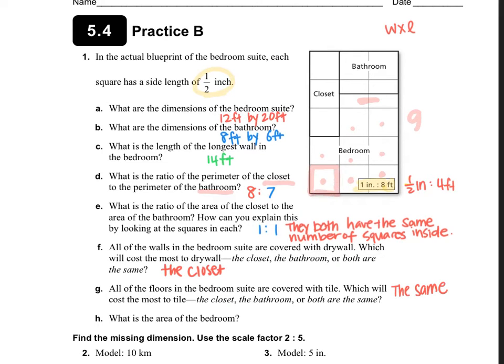Now, what you have to do is to find out the area of this small square. What is going to be the area of this one single square? We know that half of this is going to be half an inch, which is 4 feet. So 4 feet times 4 feet is going to give you 16 feet squared. And I have 9 of these 16 feet squared. So I'm going to do 16 feet squared times 9, and that's going to give me 144 feet squared. So that's going to be the area of the bedroom.